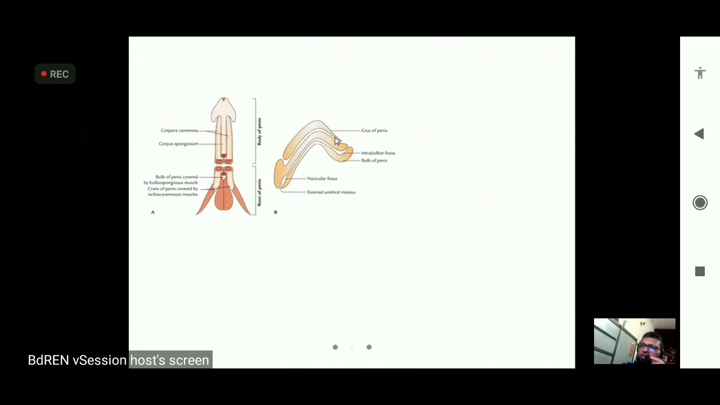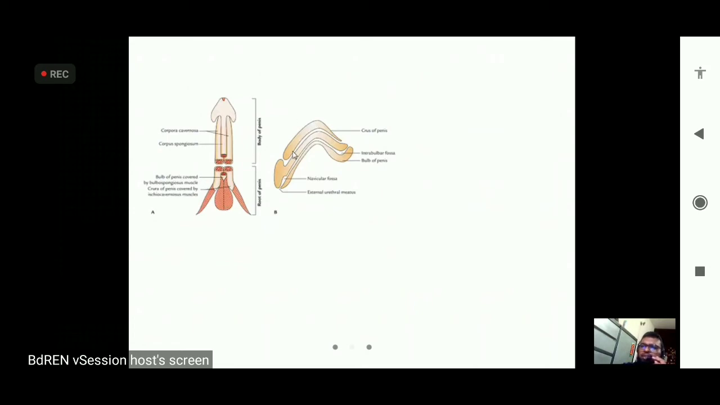And this is the crus of the penis, which is actually a continuation of the corpus cavernosum. As I've told you, it is attached to the ischiopubic ramus of the hip bone. There are two skeletal muscles: one is bulbospongiosus and another is ischiocavernosus. Ischiocavernosus covers the crura of the penis, and bulbospongiosus covers the bulb of the penis. These two skeletal muscles have a very important role in ejaculation. I'll tell you a bit later.